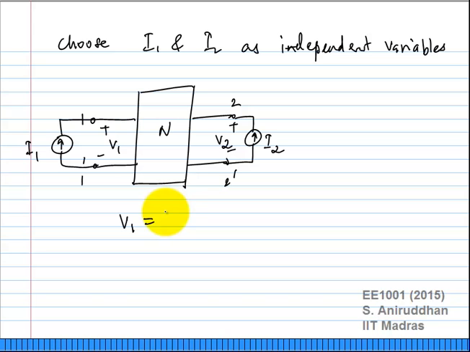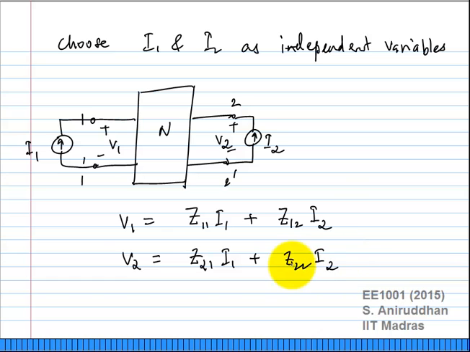V1 is a linear combination of I1 and I2. I'll write that as Z11 I1 plus Z12 I2. V2 is Z21 I1 plus Z22 I2. What are the units of Z? Units of resistance, so we'll say ohms. You can write this in matrix form. The V matrix is the Z matrix times the I matrix. I leave that to you.